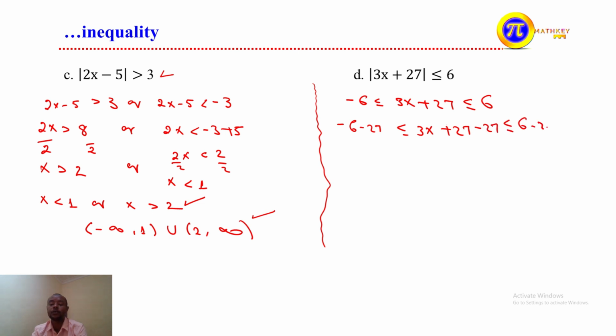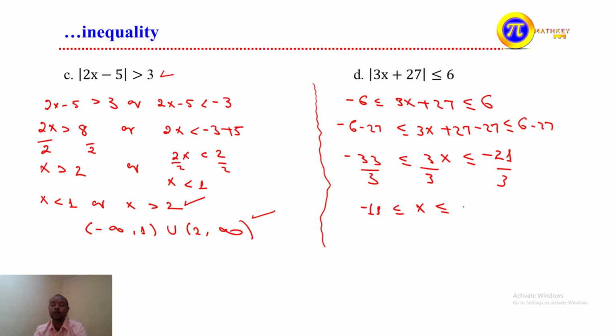Negative 6 minus 27 is negative 33. This is less than or equal to 3x, which is less than or equal to 6 minus 27, that is negative 21. After that, to find the value of x, divide all sides by 3. This implies negative 11 is less than or equal to x.